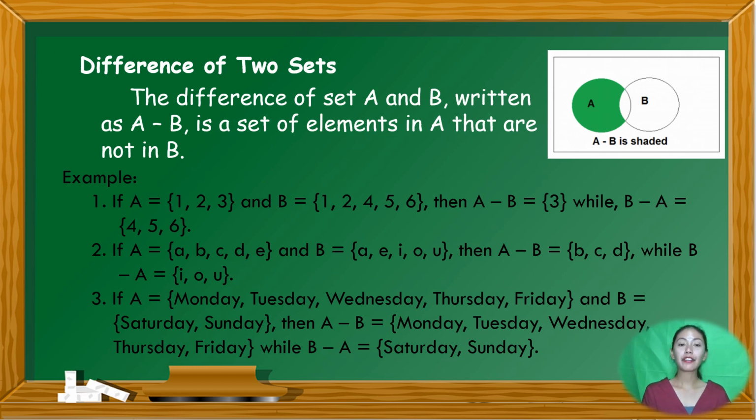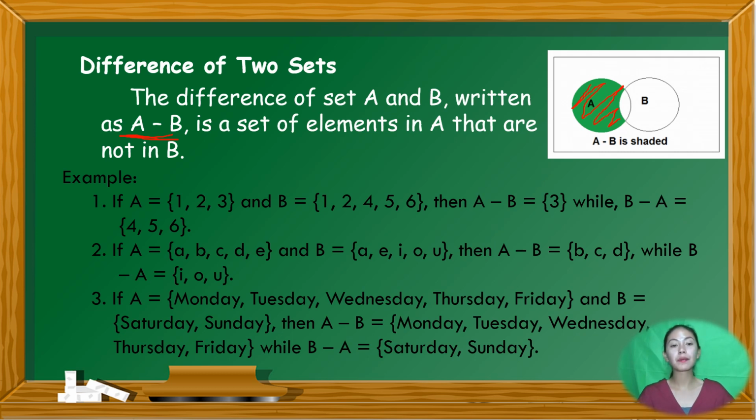Okay, next, the difference of two sets. So the difference of sets A and B written as, so this is now the difference of A and B, is written as this one, A minus B, is a set of elements in A that are not in B. Okay, so only the shaded parts are the difference of A and B, no? Ang distinct ra jud nga naa ni A. Ang part nga distinct nga naa ni A. So, except sa ilang intersection o sa part nga naa ni B.